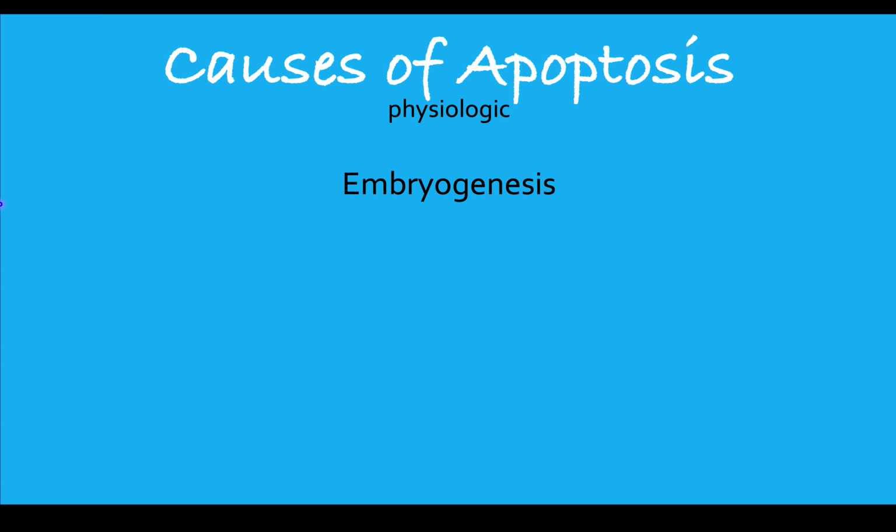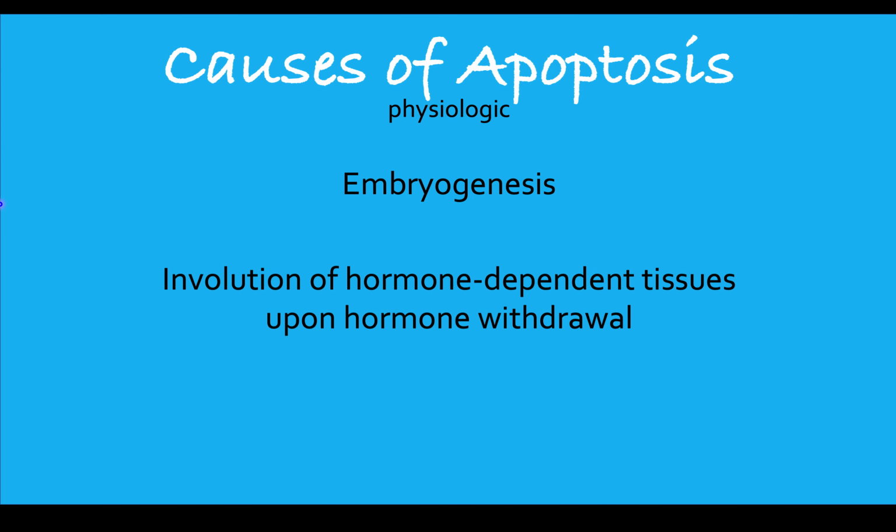Another example is involution of hormone-dependent tissues when you remove that hormone. An example of this is endometrial cells during menopause, or also ovarian follicles during menopause. Those are going to get atrophied, and so they become atretic follicles. So during menopause, you're going to have decreased levels of hormones that normally stimulate these tissues, the endometrium and the ovaries. And so if you decrease the amount of hormone, those cells are naturally going to undergo apoptosis. That's a normal physiologic response.